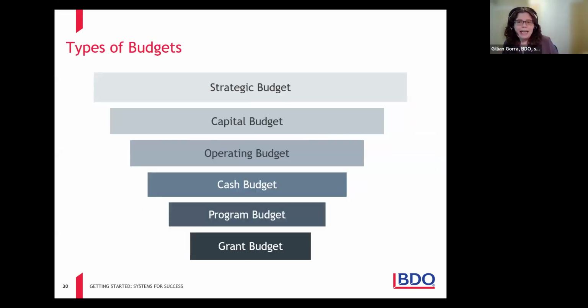There's a lot of different types of budgets that we have at our organizations. The first is a strategic budget. This is a budget that usually encompasses maybe 3 to 5 years. It depends on how long an organization's strategic plan might be. And that's key, a strategic plan.